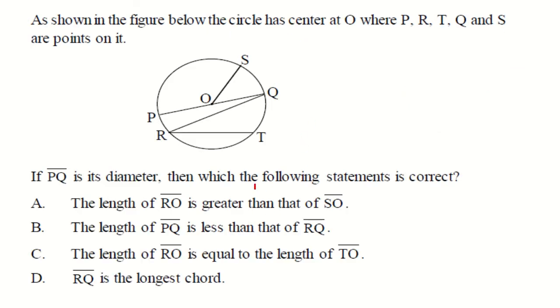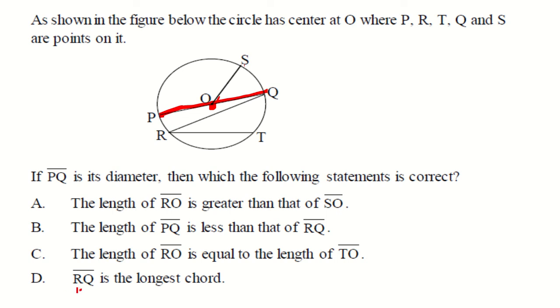Okay, the next question, it says, as shown in the figure below, the circle has center O. This point is center, remember. That means from O to S is radius, and this also radius from O to P, and from O to Q also radius. That means this is the diameter, the longer one. This is the longest chord. PQ is the longest chord.